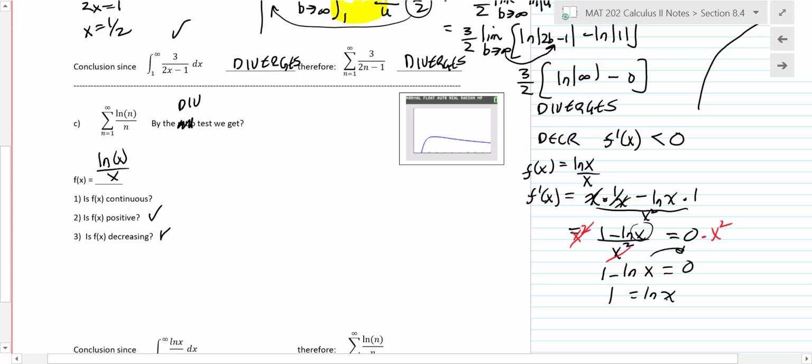Okay, what's the answer to that equation? E to the first. Okay, yeah, that's e. In exponential form, you'd say e to the first is equal to x.